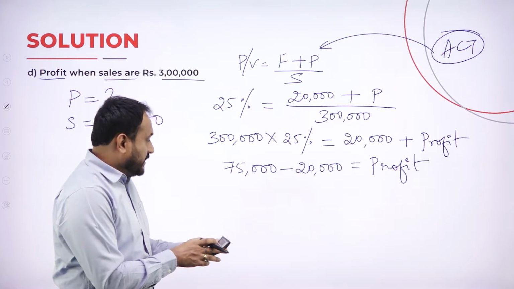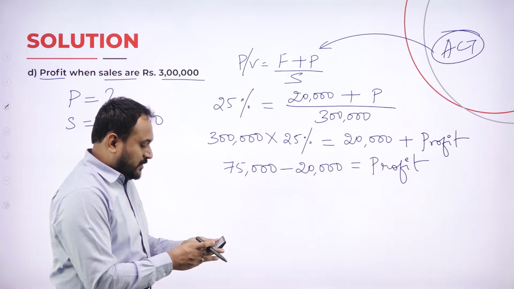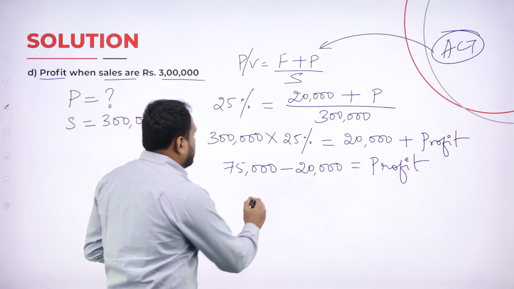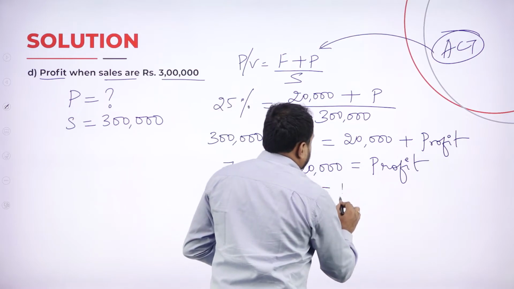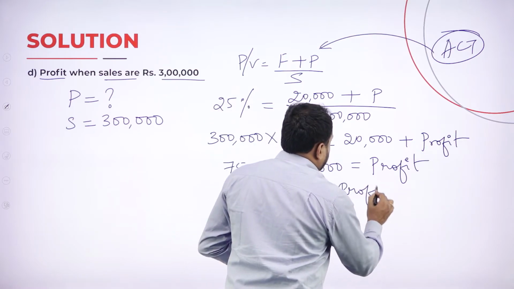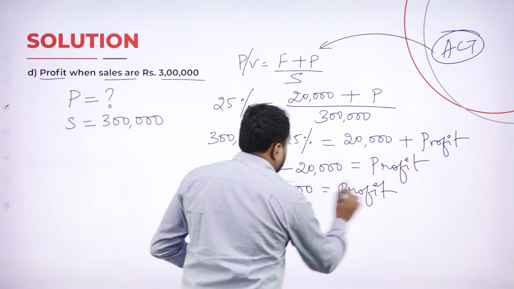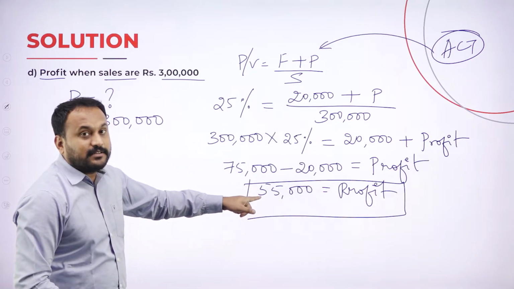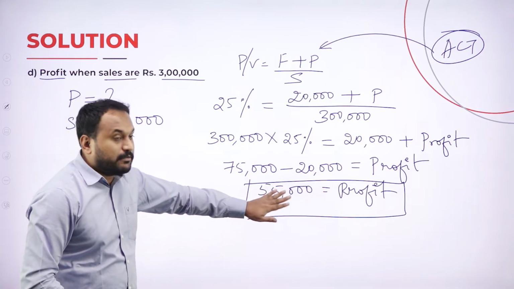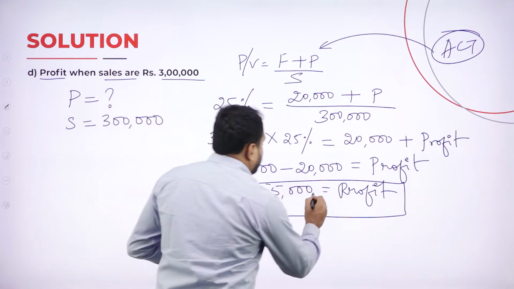So if you have any doubt, you can go with this. So you have 55,000. So my profit is how much? 55,000 is equal to profit. But here, what is that I have missed? I have not written the symbol rupees. Then it will be wrong. So I should write here rupees.